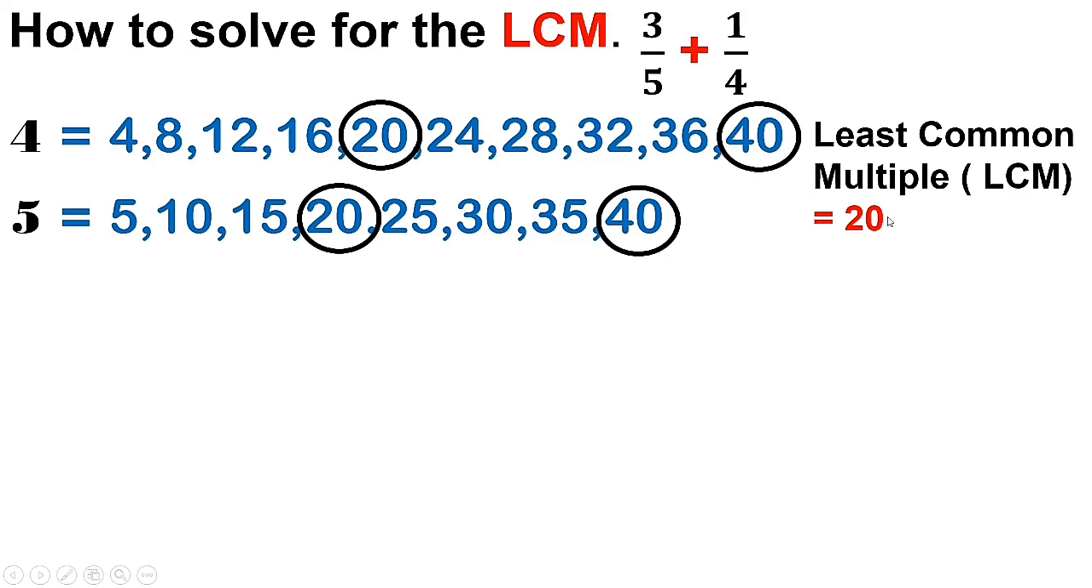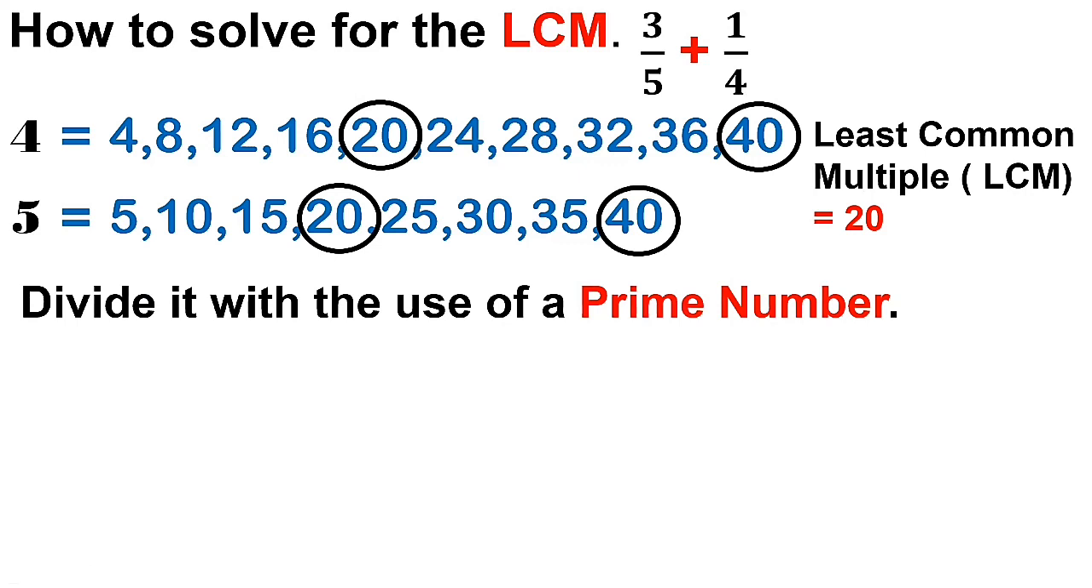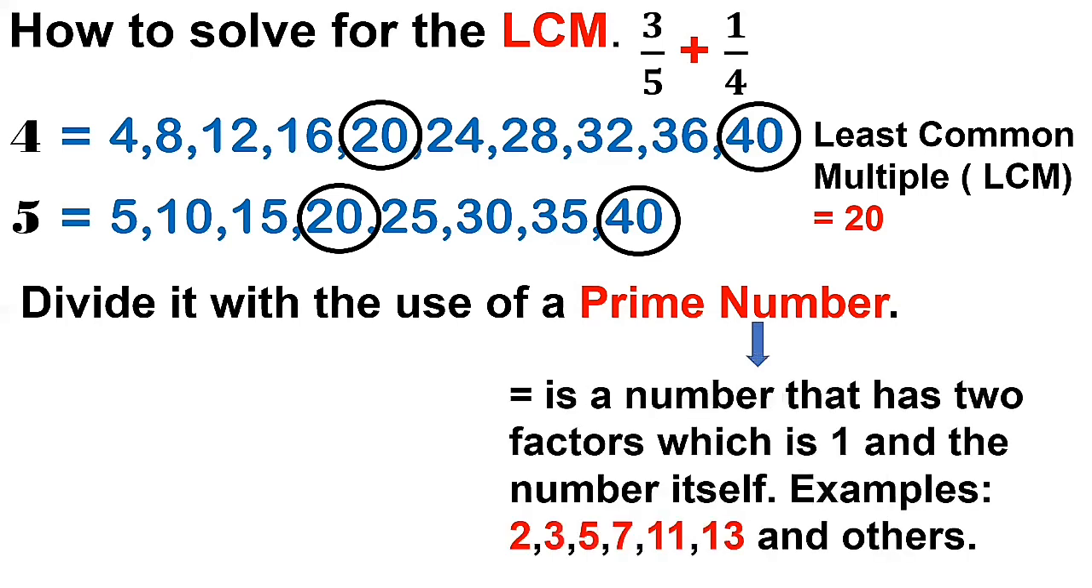Now, this is the other way. You are going to divide it with the use of a prime number. When we say prime number, it is a number that has two factors, which are 1 and the number itself. Examples of the prime numbers are 2, 3, 5, 7, 11, 13, and other numbers. Now, bear in mind, class, that a prime number has only 1 and the number itself as factors.